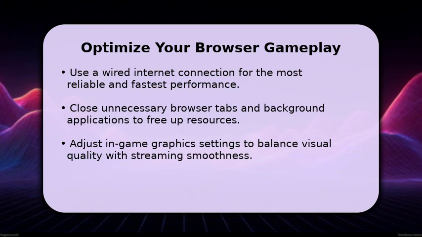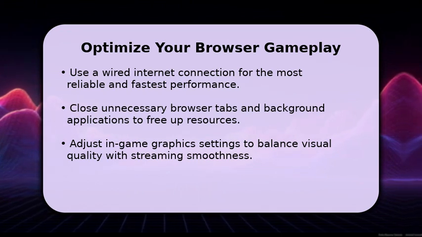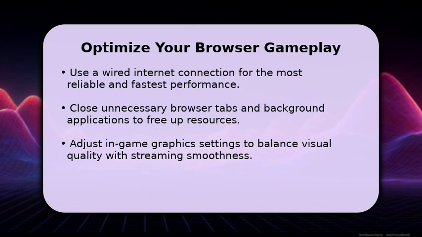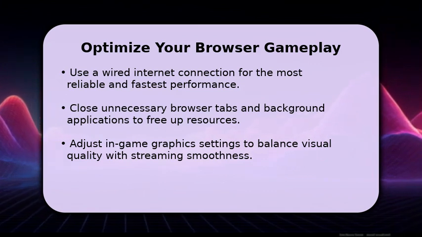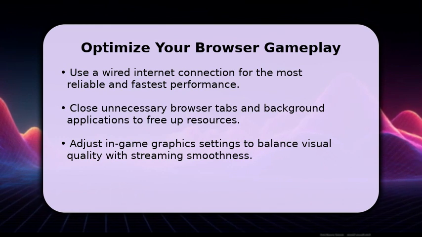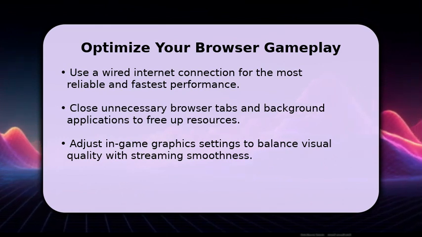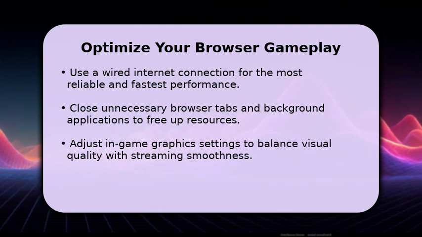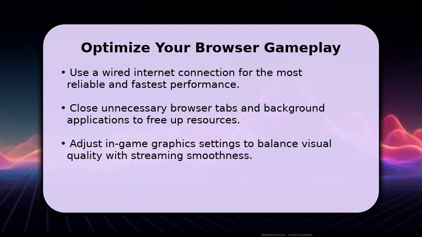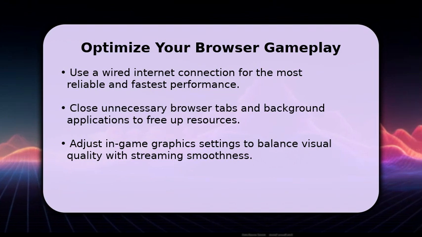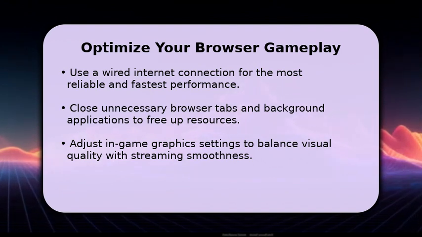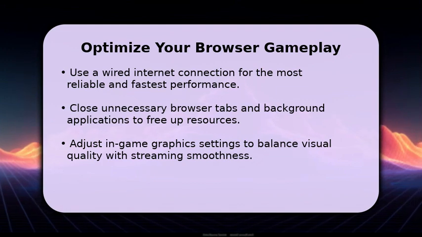A wired Ethernet connection is always superior to Wi-Fi for stability and speed. Also, close any extra browser tabs or background applications that might consume bandwidth or system resources. Finally, experiment with War Thunder's in-game graphics settings. Lowering them slightly can significantly improve streaming smoothness without sacrificing too much visual fidelity.